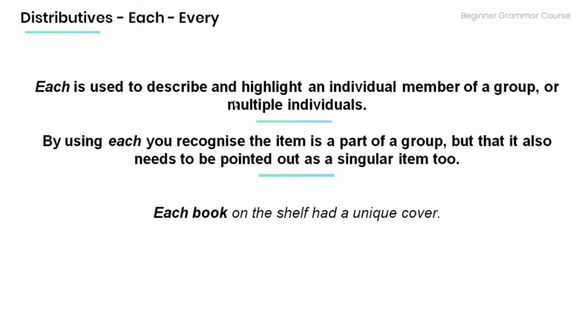Now, each is used to describe and highlight an individual member of a group or multiple individuals. Note that by using each, you recognize the item is a part of a group, but that it also needs to be pointed out as a singular item too. Have a look at the example over here. Each book on the shelf had a unique cover. The distributive each refers to the countable noun book, which is part of other books on the shelf.